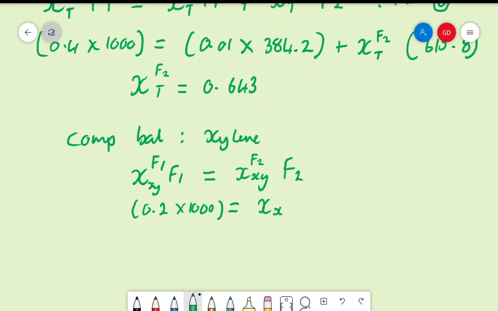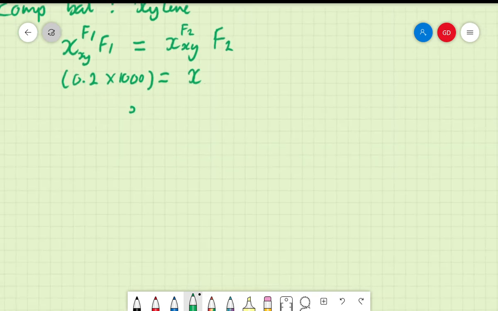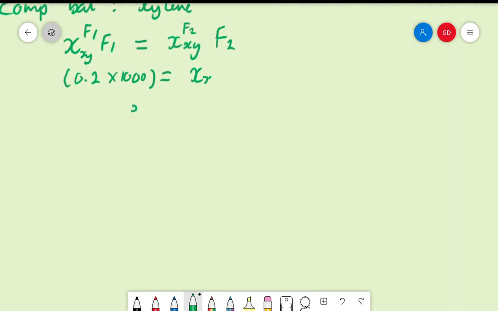So X xylene, and then F2, which we know is 615.8. So now what is the unknown? X of xylene in F2 is given by 0.325. Okay, so it actually does make sense.